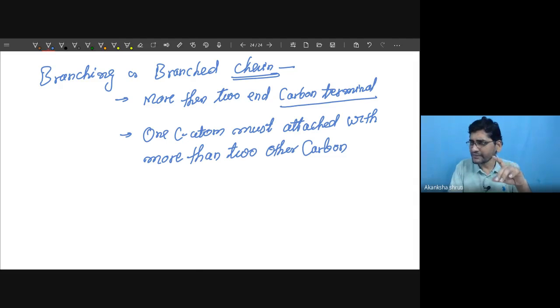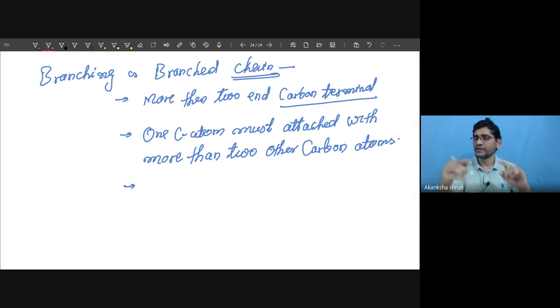In place of carbon it may be nitrogen or phosphorus also, and that way branching is also possible, but these things are beyond your scope. You will learn this in your class 10th, 12th or even in graduation and higher standard. So do not get confused with the other atoms. I'm always sticking with carbon, more than 2 other carbon atoms, okay student.